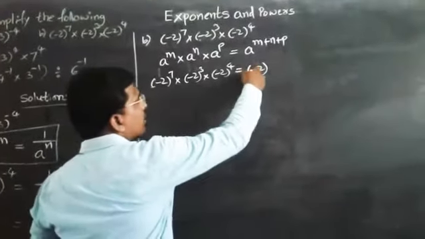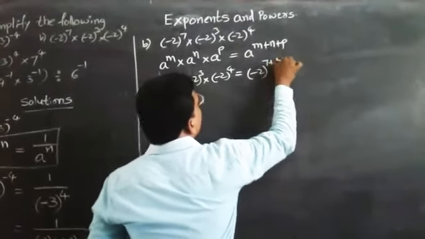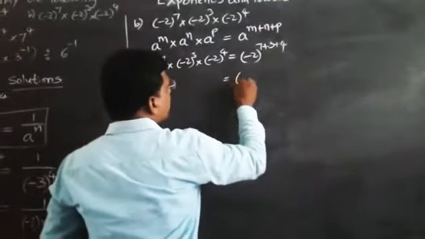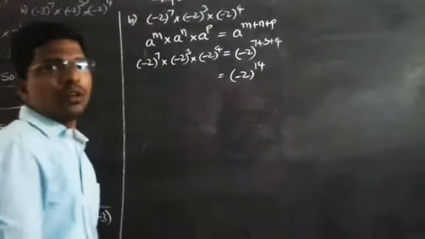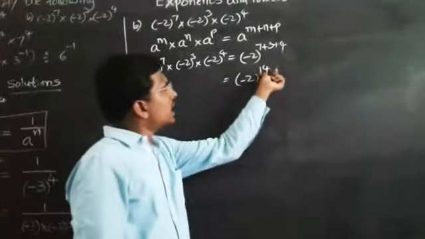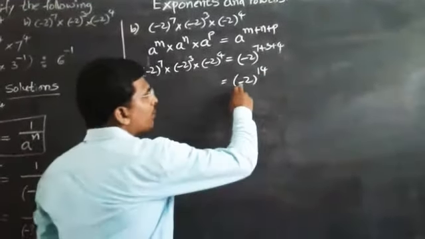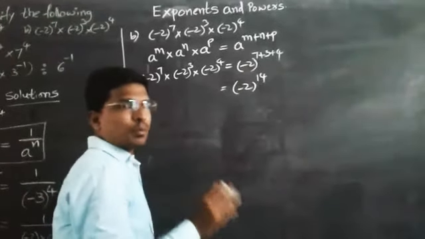The a value is nothing but minus 2. And what about the powers? 7 plus 3 plus 4. So 7 plus 3 is 10, 10 plus 4 is 14. So (-2) to the power of 14. Is 14 an even number or an odd number? Even number. So if you multiply minus an even number of times, you will get the sign as plus.